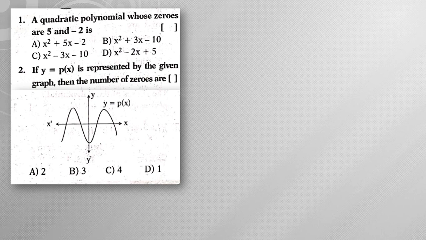A quadratic polynomial whose zeros are 5 and minus 2 is. Whenever you have two zeros, you can directly make use of this particular form, x square minus of alpha plus beta into x plus alpha beta. When you substitute the values, this is alpha and this is beta. So x square minus of 5 minus 2 into x plus 5 into minus 2. On simplification, what I am going to get: x square minus 3 times x minus 10. Hence the answer is x square minus 3x minus 10.